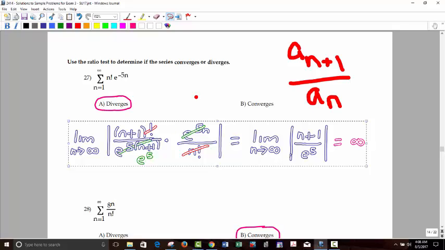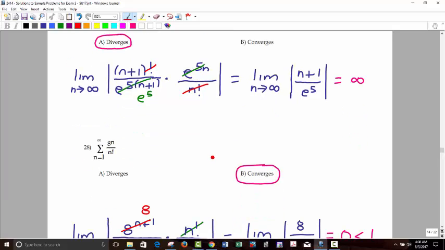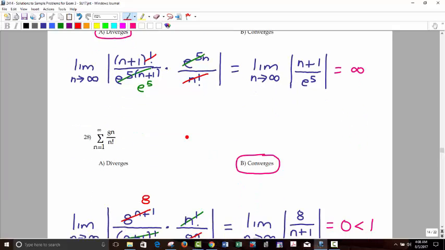So it leaves an n plus 1 on top over an e to the 5th. That's just a number on the bottom. It's not e to the n, it's e to the 5th, so it's just a number. So that goes to infinity, so it diverges. It's got to go to something less than 1.